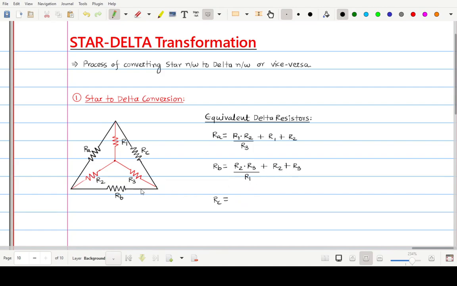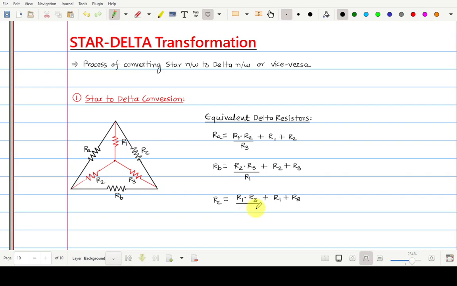And what is your third value? RC. So what are the nearest star resistances? R1 and R3. So multiply them, R1 into R3, and then add them, so R1 plus R3. And in the denominator of the first term you have to take the remaining resistance. R1 and R3 are already covered, so what is remaining? R2. So in this way you can write down the values of RA, RB and RC, meaning equivalent delta resistances, in a very easy manner.